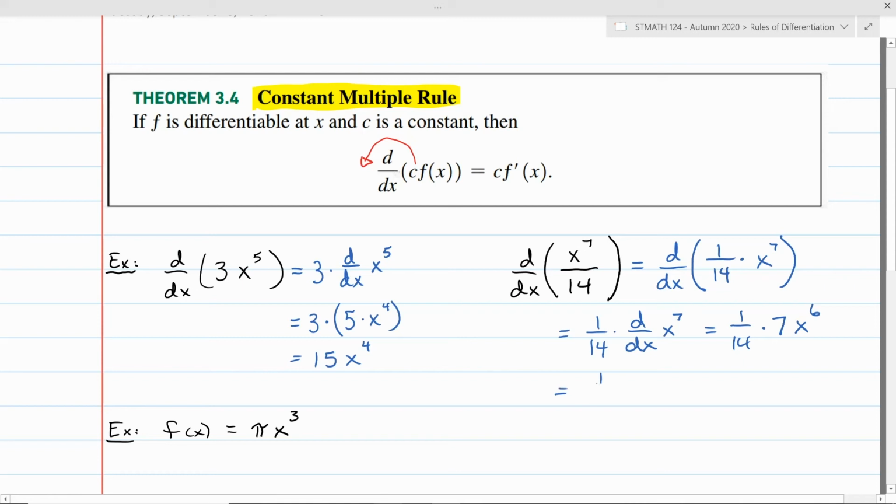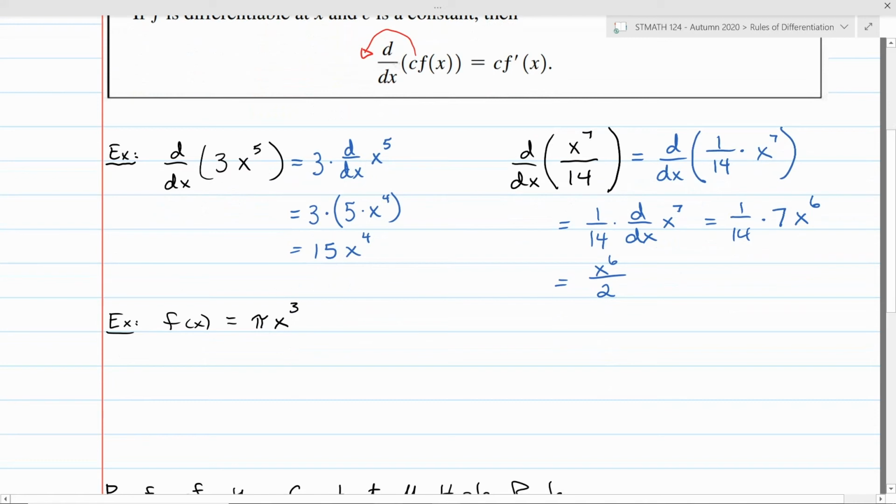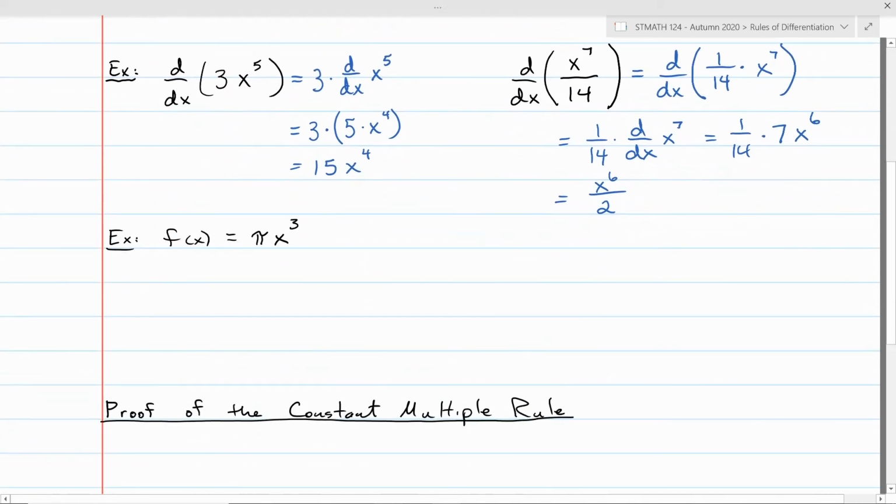So this ends up being, if I want to write it in a more compact form, I could write it as x to the 6th over 2. Okay, so the constant multiple rule is pretty easy to apply. Pretty handy dandy. Got one more example there.